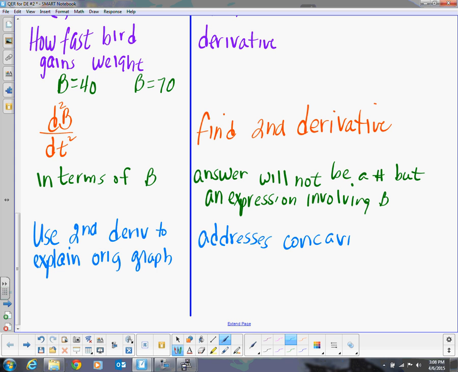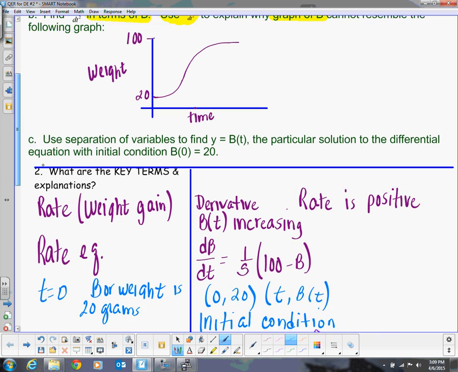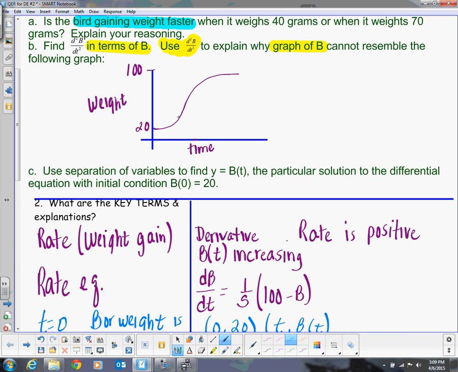And that brings us to the next question. If it addresses concavity, how? Use the second derivative. When the second derivative is positive, then you're concave up. Second derivative negative, less than 0, you're concave down. So that's what we're looking for there. So there's got to be a problem here, and the problem must be in concavity because we're using the second derivative.